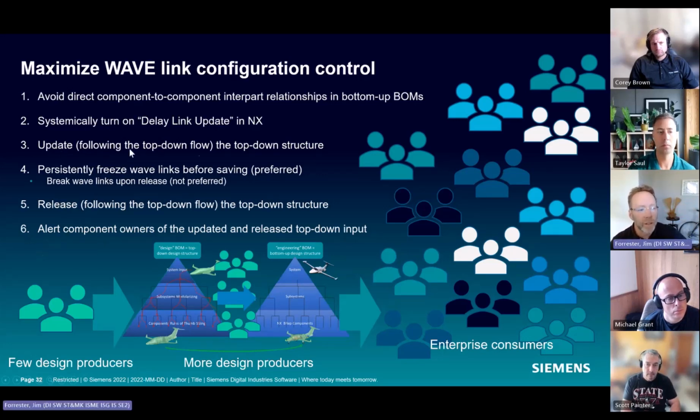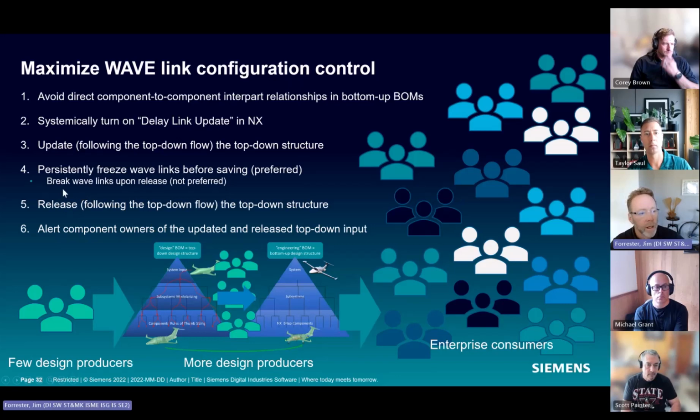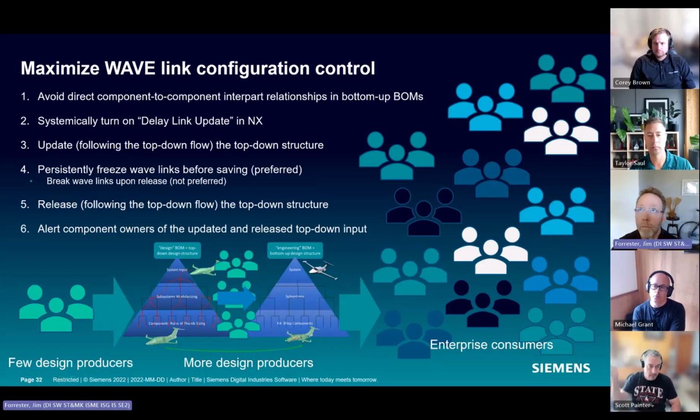Update following the top-down flow, the top-down structure. In other words, go from the top, update these parts, and release them. Go to the next level, update those parts, release them. Go to the next level in a very systemic way. Again, like I just said, release top-down following this updating process. One thing I missed: persistently freeze wavelengths before saving. That will internally protect that part from being updated, even if it sees its source.